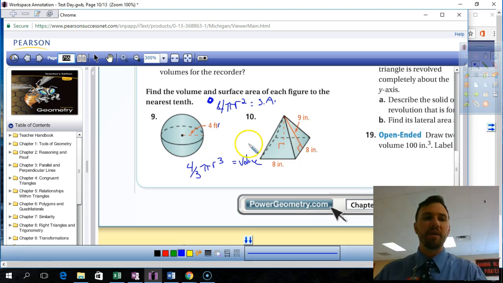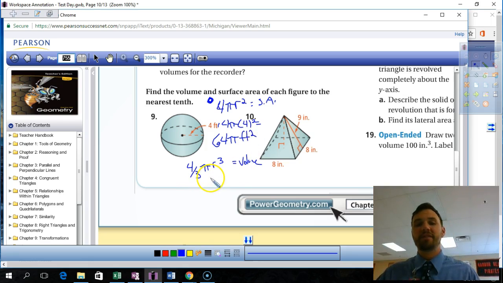Alright, next we have number 9 on page 755. We're looking at a sphere. We need to find surface area and volume. Our surface area formula is 4 pi r squared. Our volume formula is 4/3 pi r cubed. So surface area we do 4 times our radius, 4, squared. And 4 squared is 16. 16 times 4 is 64. So this is 64 pi feet squared. Now for this beast, I have to cube it because I cubed my stuff for volume, of course.